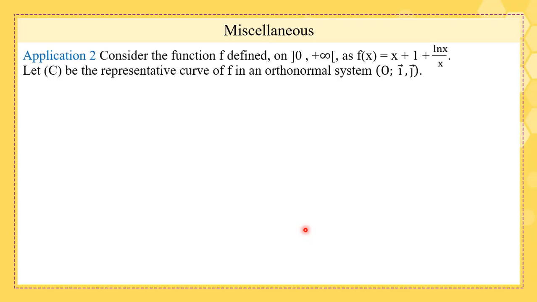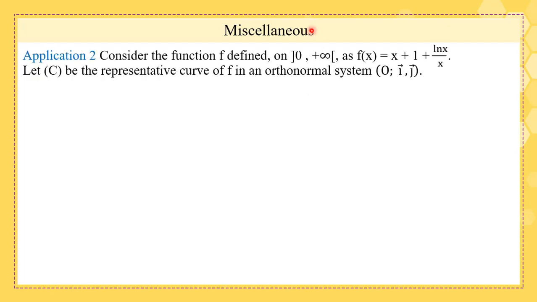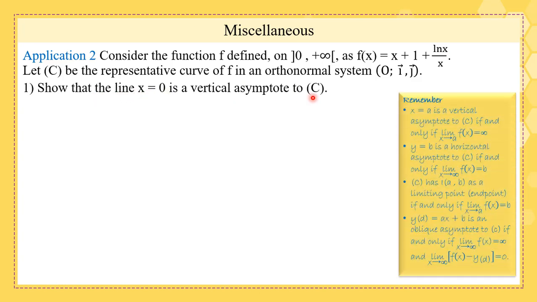Now, a miscellaneous problem. We have a function f defined on 0 open to plus infinity as f of x is x plus 1 plus ln x over x, and C is the representative curve of f. The first part asks to prove that the line x equals 0 is a vertical asymptote to C.